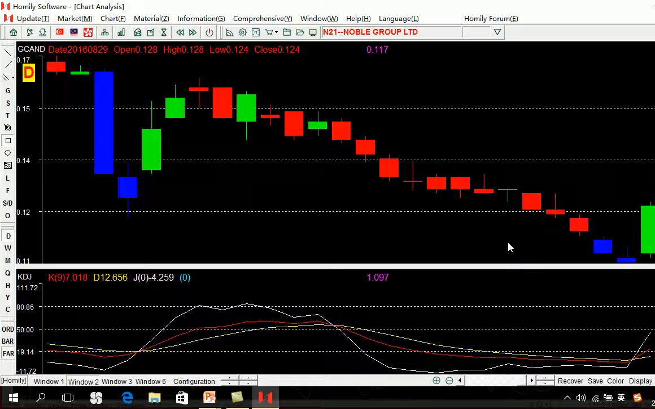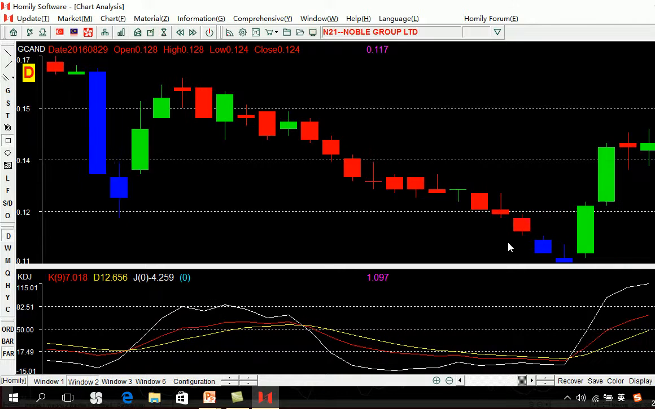So here can we buy or not? Before we see how to judge, the J line, the three lines are all below 20. And the J line upward crosses K and D. This is the buy point. Okay, then we can buy for short term.